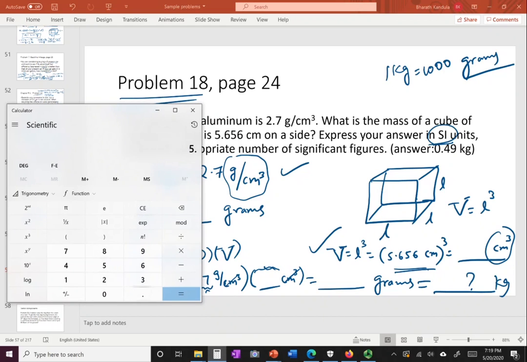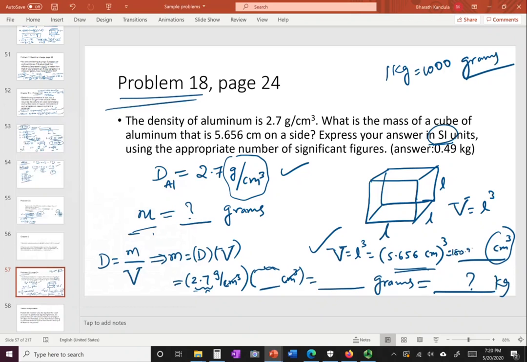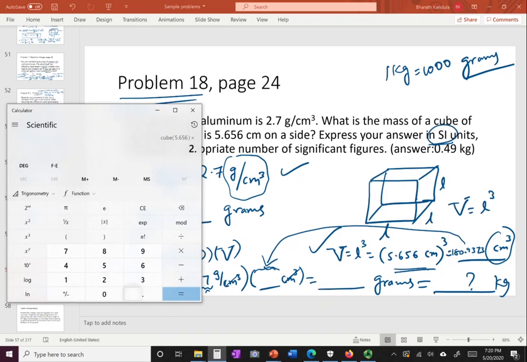5.656, so the cube of this is 180.9373. Clear? So we substitute this number here, and then multiply this with 2.7. I just wrote 180.9373. You can just keep more digits here.